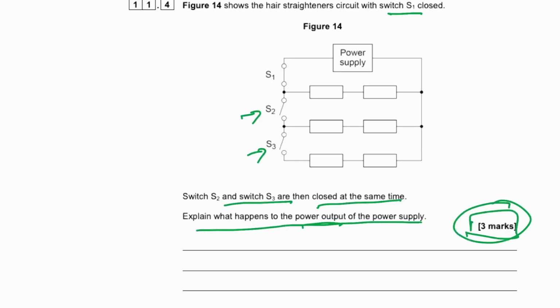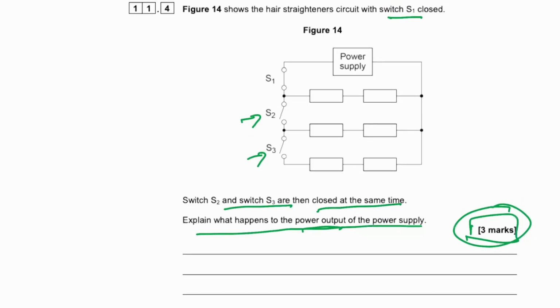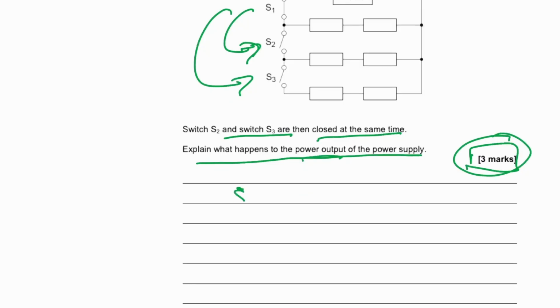The mistake a lot of students make here is failing to understand what exactly the impact is when you close these switches. Essentially, hopefully we recognize that when we close these switches, we're adding on branches to our circuit. And that basically means we're going from a series circuit to a parallel circuit. Now, that fact alone is not going to be enough to get these marks. You need to use the fact that you're going from series to parallel and understand what the impact of that is, which a lot of students don't do, to answer this question: what happens to the power output of the power supply?